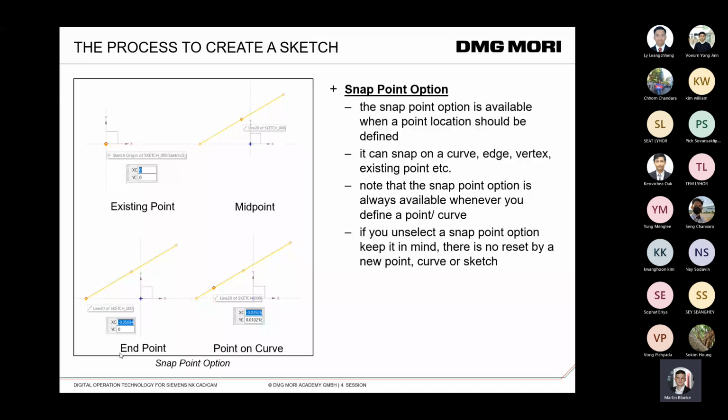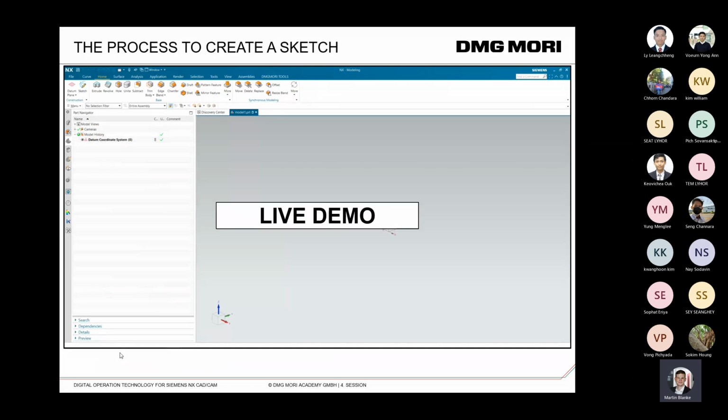one time you will have the situation and you are getting frustrated because you can't select the midpoint of one line, and you ask yourself why I can't select the midpoint of this curve. And after a while, you remember, I had unselected the option. So this was a small theoretical part of the sketch mode.